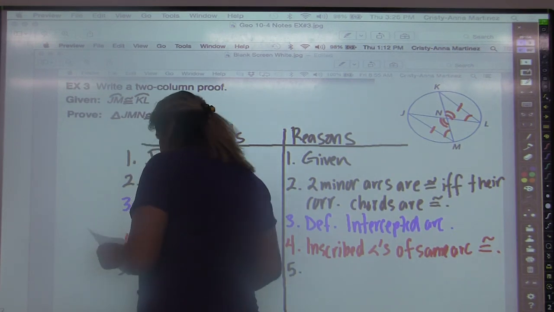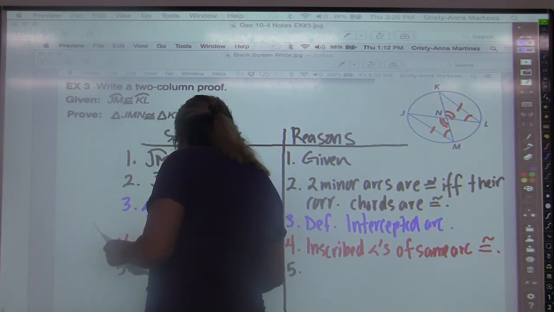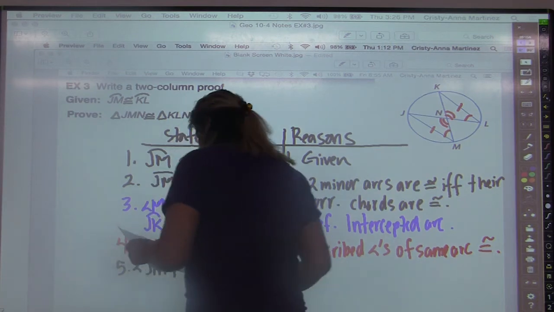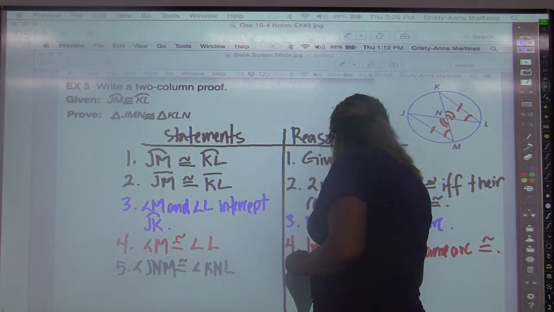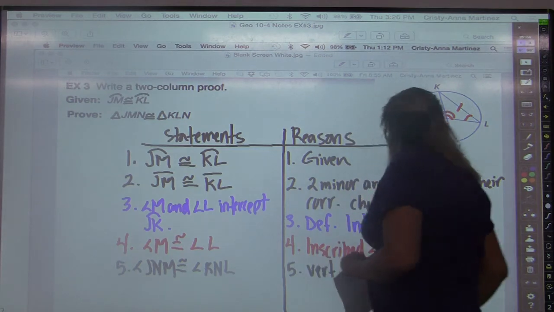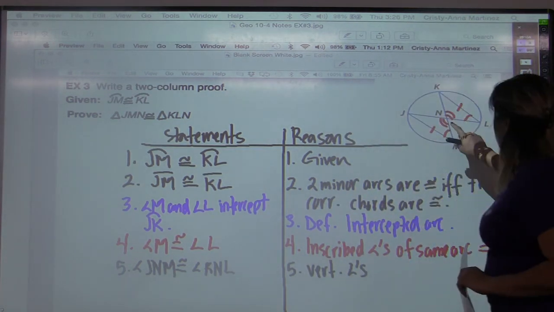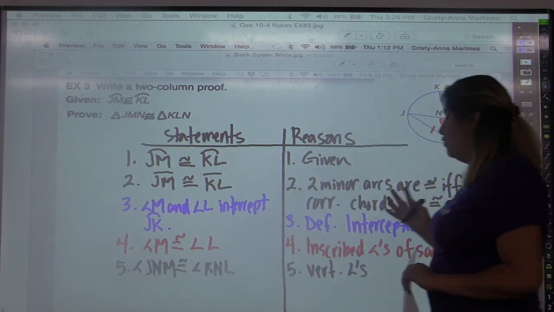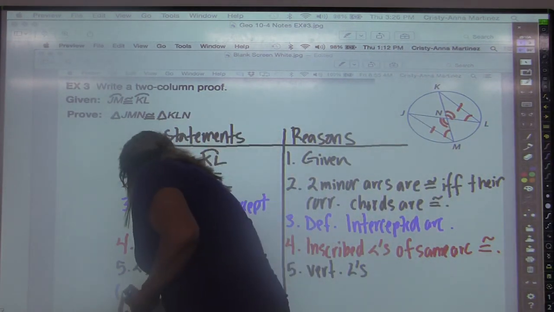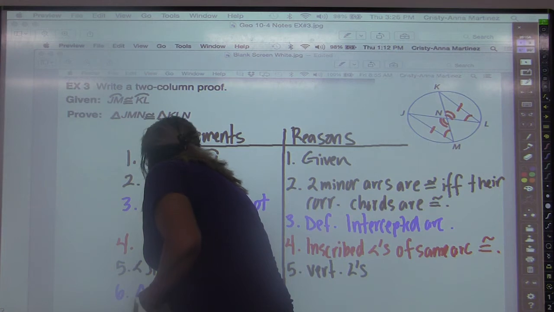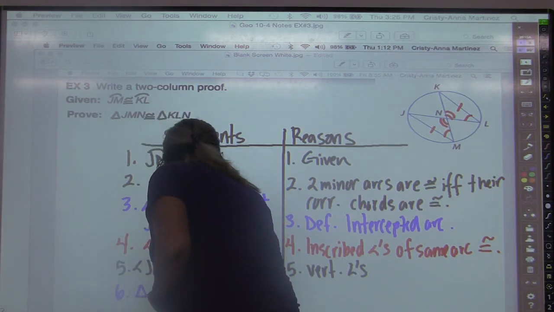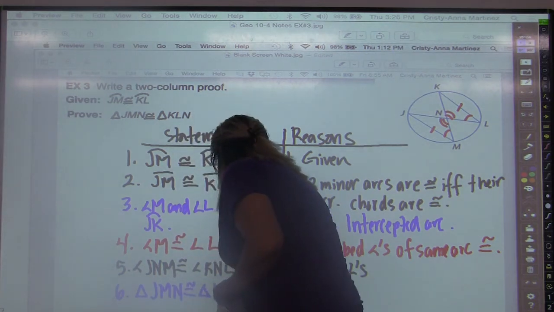Angle JNM is congruent to angle KNL, and the reason for that would be vertical angles. More abbreviations. Yay. And then lastly, now that you have your angle, side, you can finally prove that the two triangles are congruent. So we're going to put triangle JMN is congruent to triangle KLN.